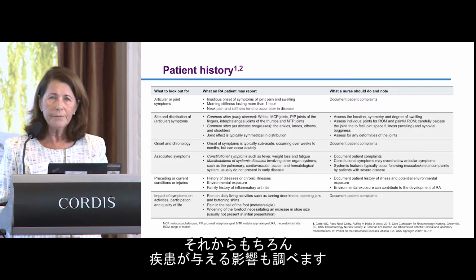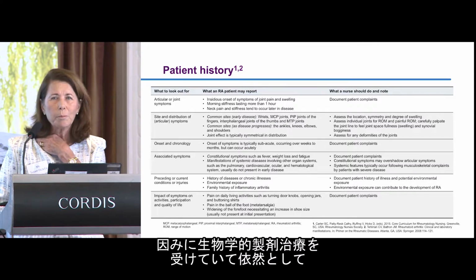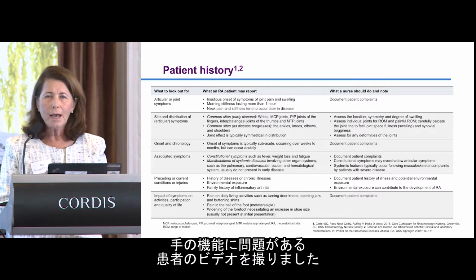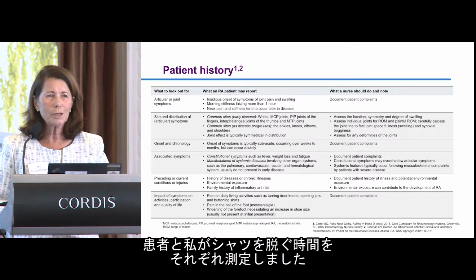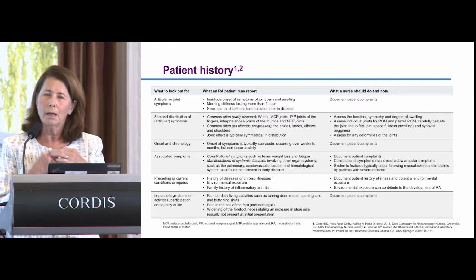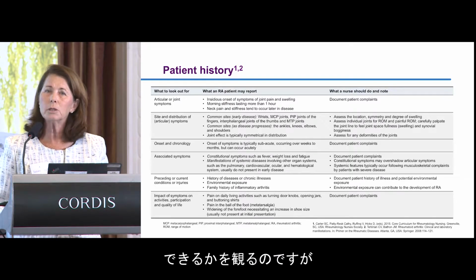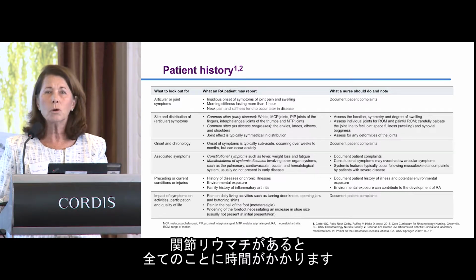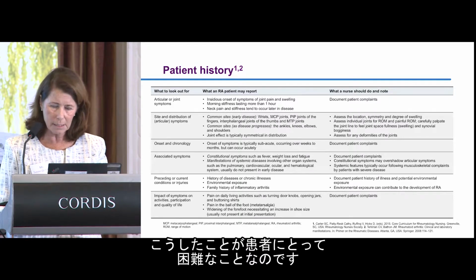And then of course what you want to do is look at the impact of the disease. For instance, I did a fascinating video when patients were on biologics, and patients have still a lot of functional problems with their hands. And so I did a video where we timed a patient taking off a shirt and me taking off a shirt. I had clothes underneath, taking off a shirt and seeing how quickly, you know, a patient can do it. And everything takes longer when you have rheumatoid arthritis, even when you're a lot better. So things like that have a lot of issues for the patient.